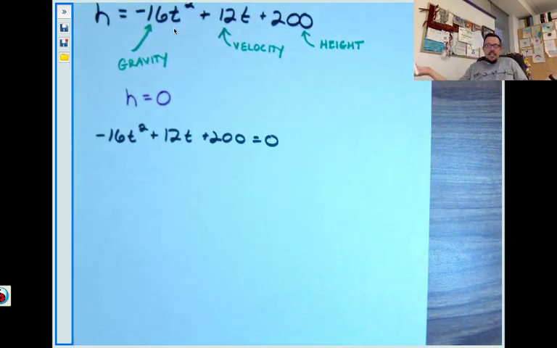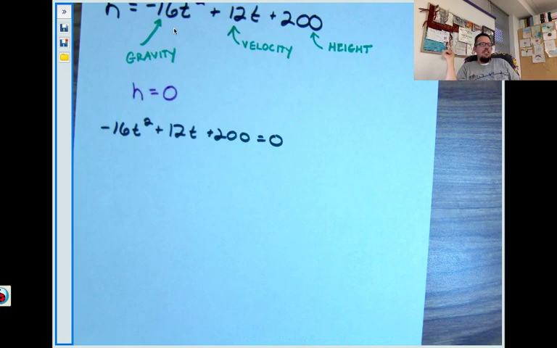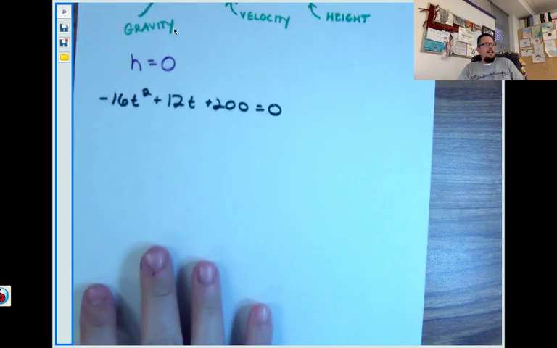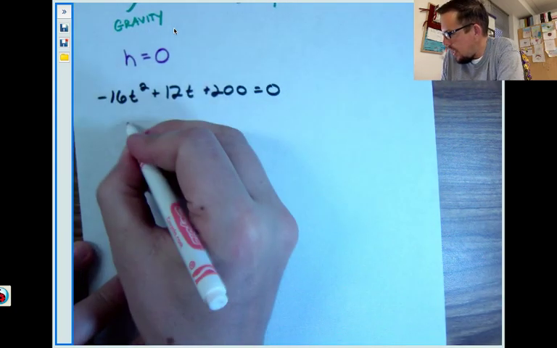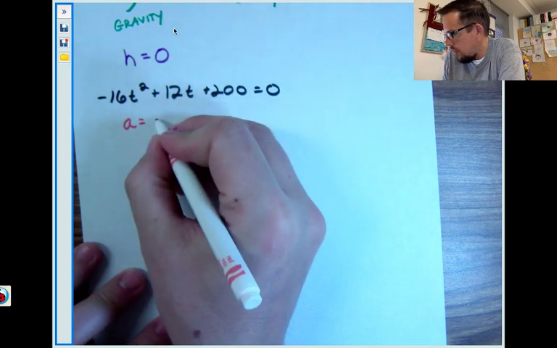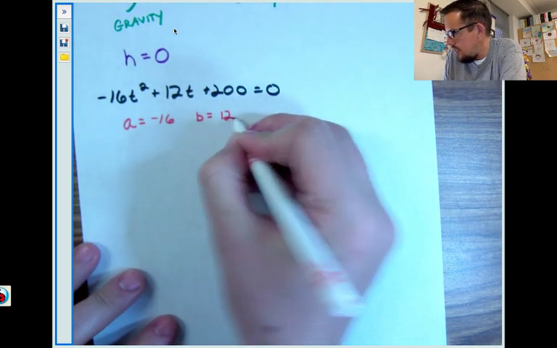Now, technically, this is a problem you could do by completing the square, but you would not enjoy it. You would have to subtract 200 on both sides and then divide everything by negative 16. If you want to do it that way, I will not stand in your way. Be my guest. I think I'm going to use the quadratic formula. What's A? Negative 16. B is 12, and C is 200.